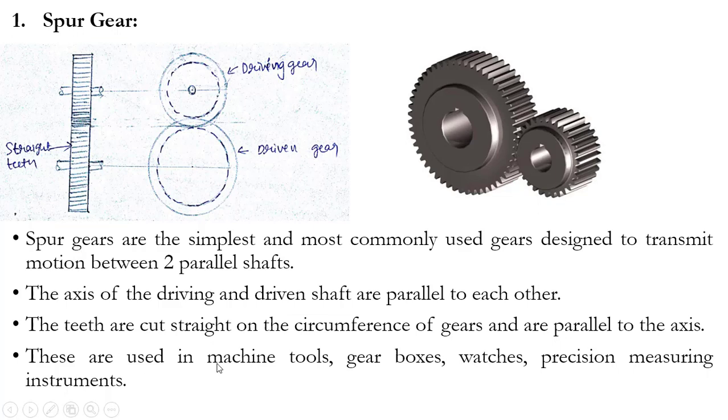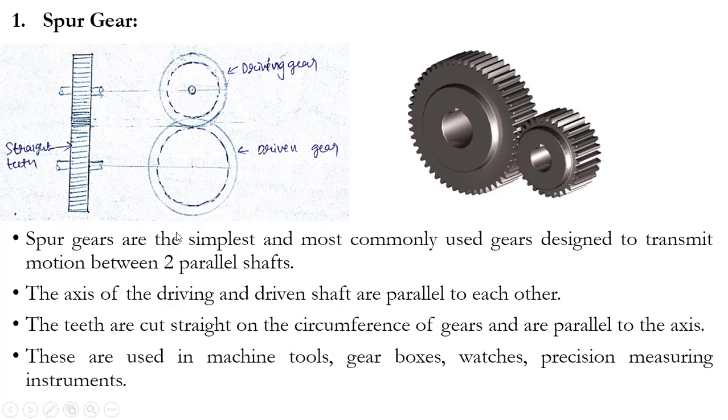And next, these are used in machine tools and gearboxes, watches, and some precision measuring instruments. This is the application of this spur gear, where these spur gears will be used. They will be used in machine tools, gearboxes, watches, precision measuring instruments. So this is regarding spur gears.